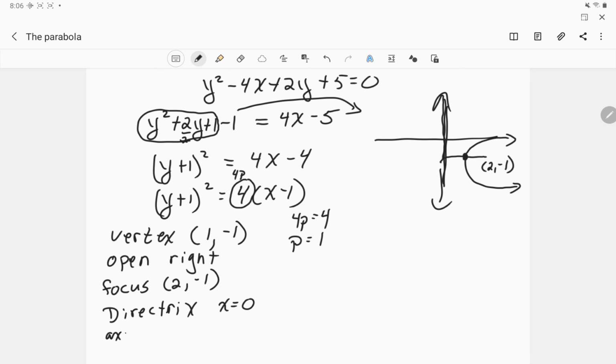My axis of symmetry is the line that cuts that parabola directly in half. So it's here. It's a horizontal line, meaning it's a very specific y value. It's at a very specific height. It is at y is equal to negative 1. And so I've just given them all the information that they wanted: where the vertex is, the fact that it opens to the right, what's the focus point, what's the directrix, and what's the axis of symmetry.